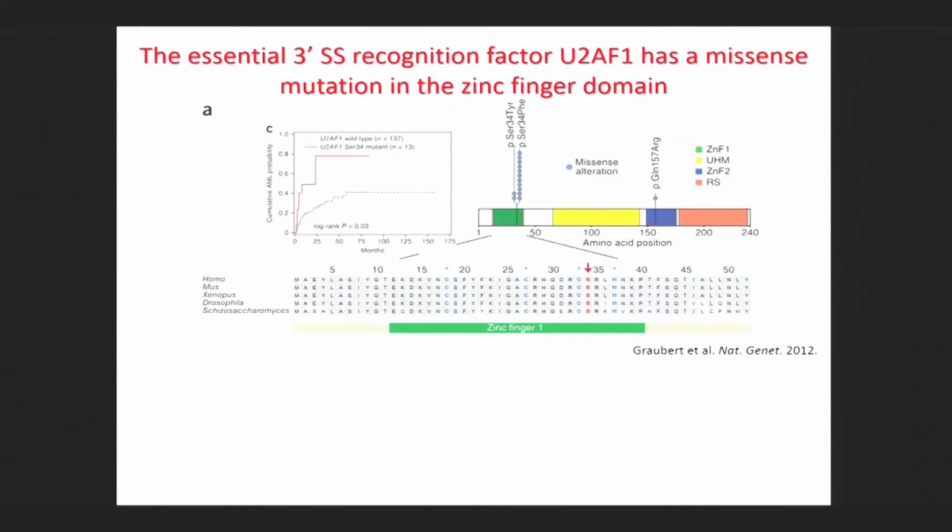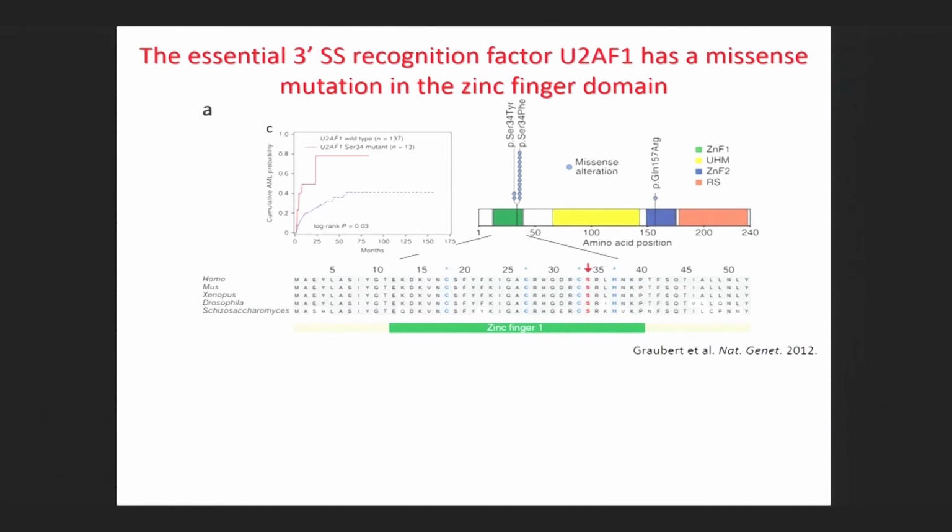Now, the one that caught our attention was a hotspot mutation in U2AF1. So U2AF1 is involved in 3' splice site recognition. There's a cartoon of the protein structure. You have a zinc finger domain here. You have a second zinc finger domain here, this UHM domain.